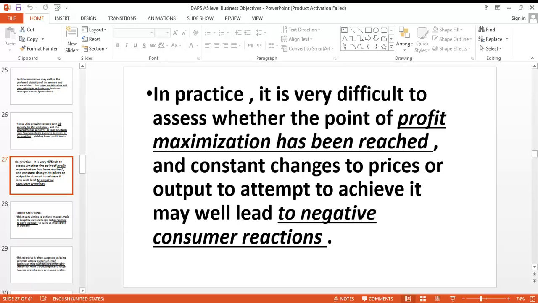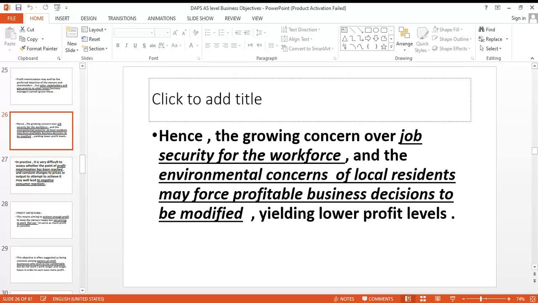Okay, in order to increase the revenue, in order to increase the profit, one strategy is to increase the price. Now, if you increase the price, what happens? The customer will react. The customer may react negatively. So though it is a sensible and a common sense objective, sometimes it might have some limitations as well.